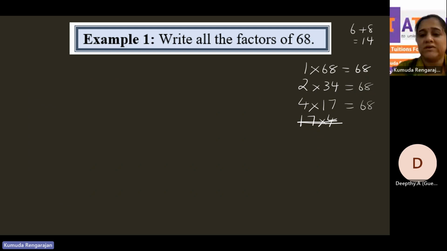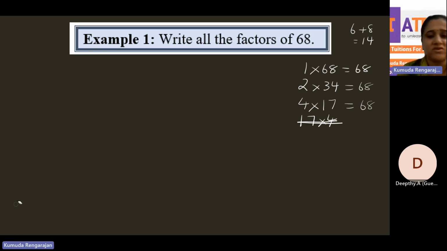You understand? 1 into 68 is 68. 2, 34 times 68. 3, 68 is not divisible by 3. That's why we have not written 3 into what, because 68 is not divisible by 3. 4 into 17 is 68. 5, 68 is not divisible by 5.